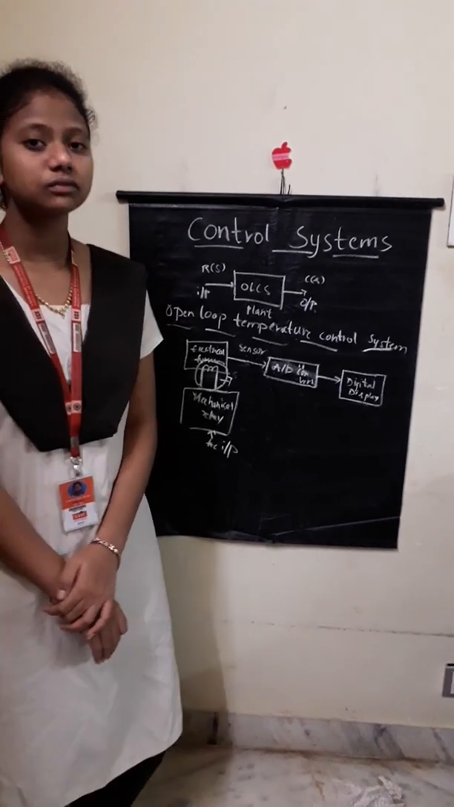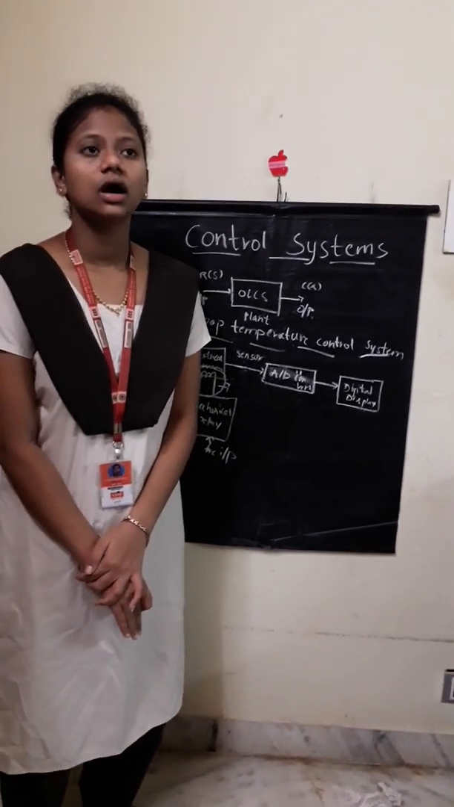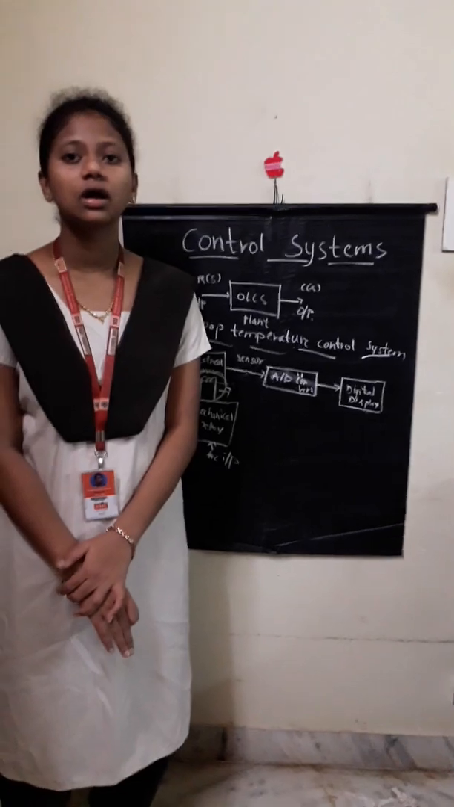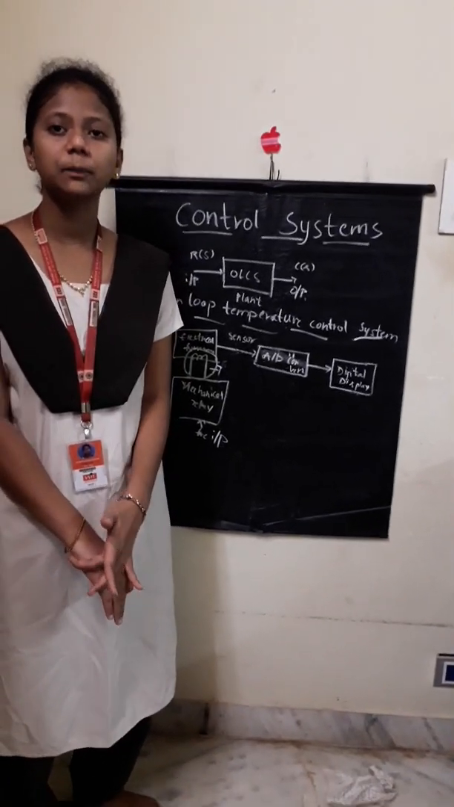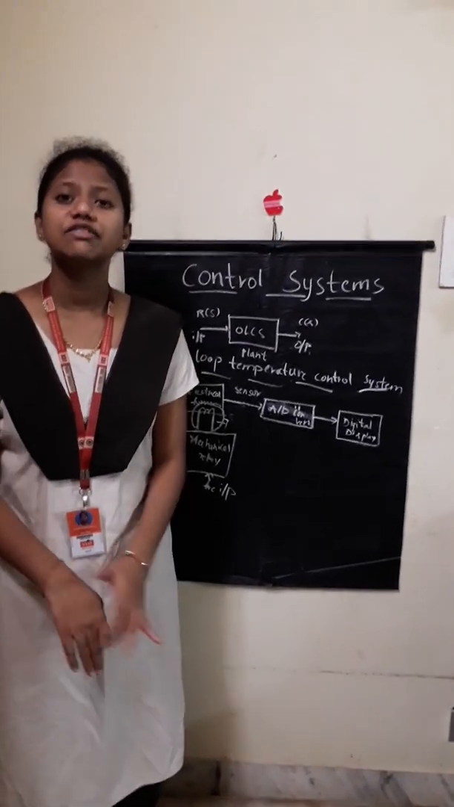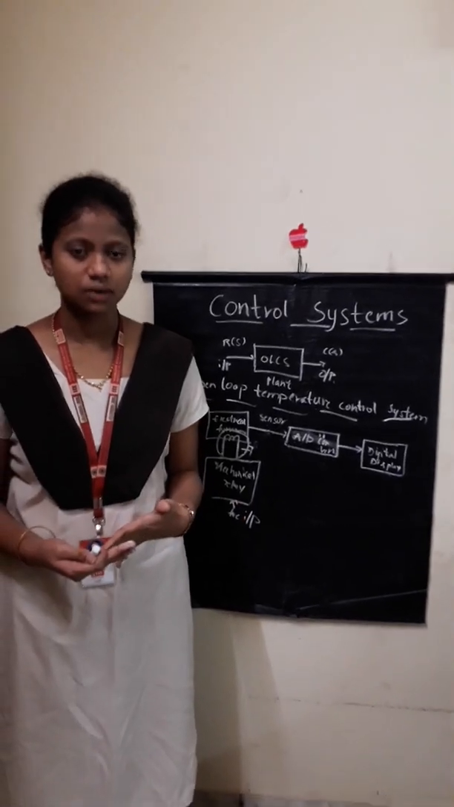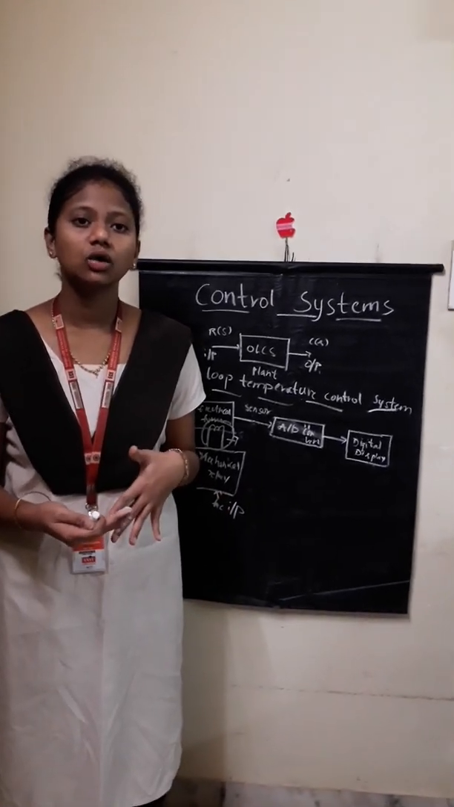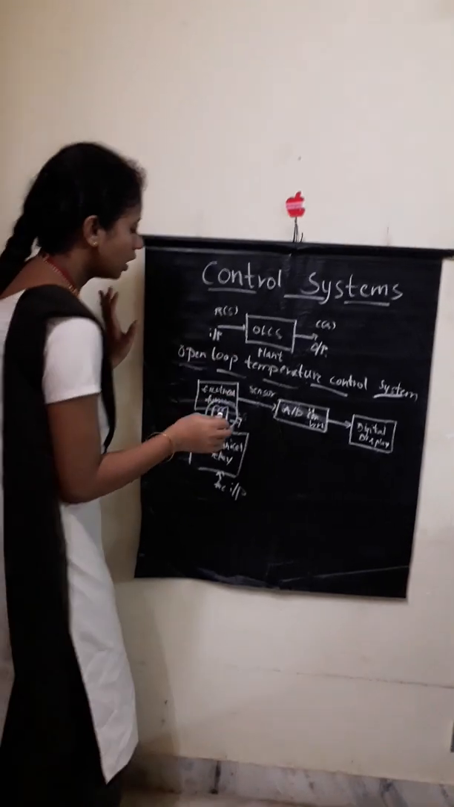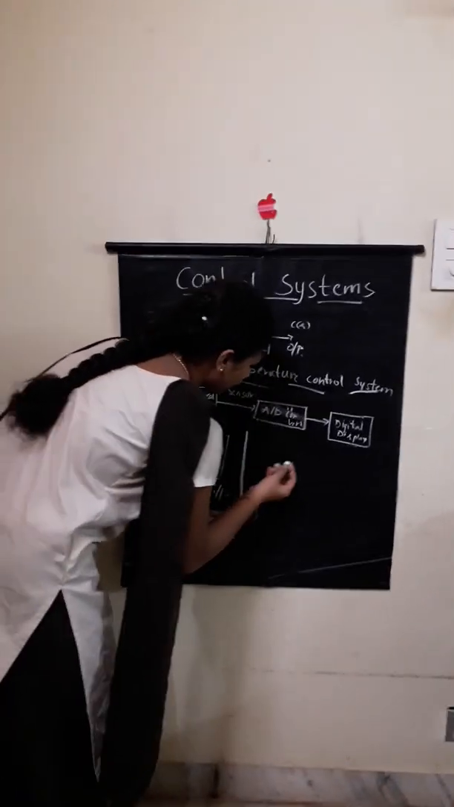And coming to the closed loop control system. In a closed loop control system, the input is dependent on the output. If the input changes, the output also changes. Now we shall see the block diagram of the closed loop control system.